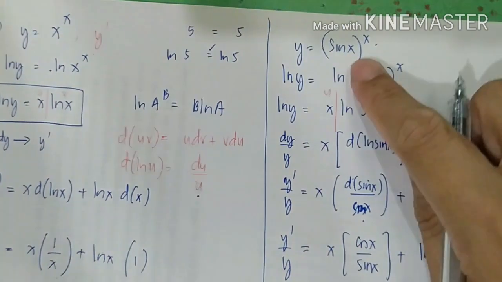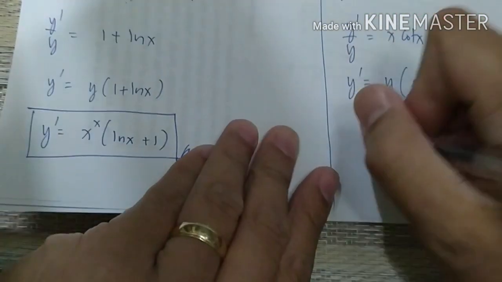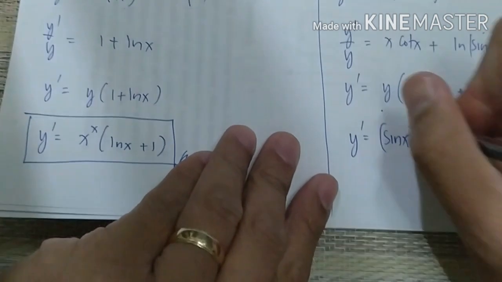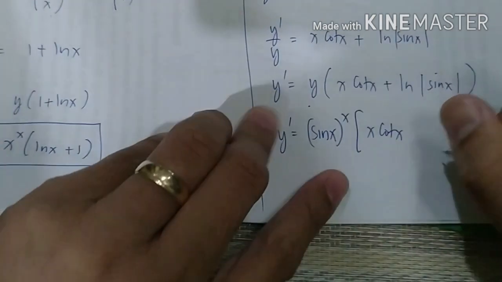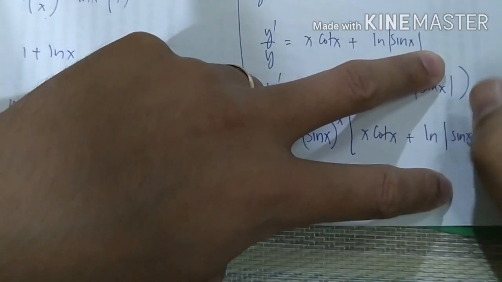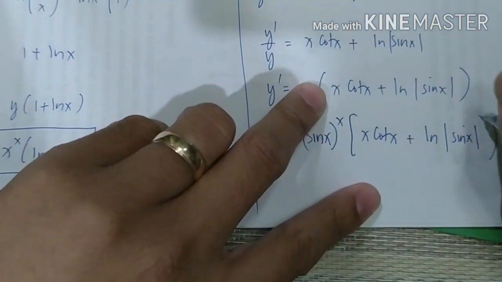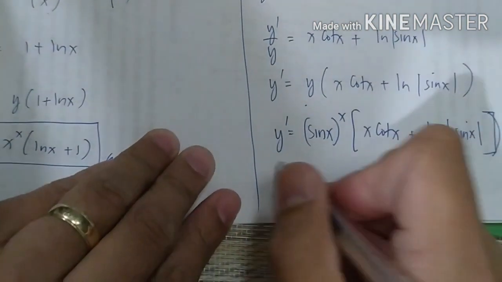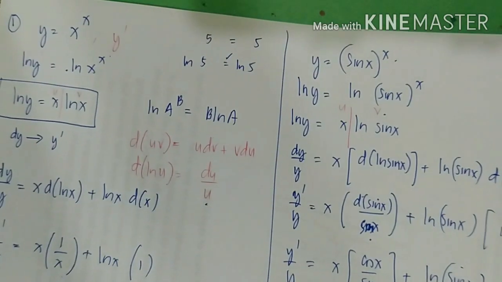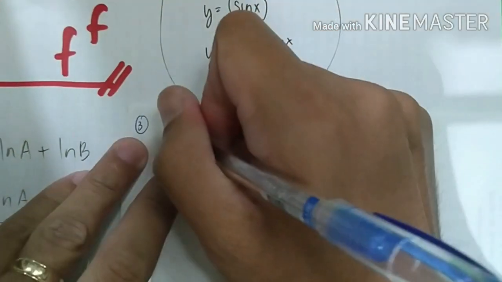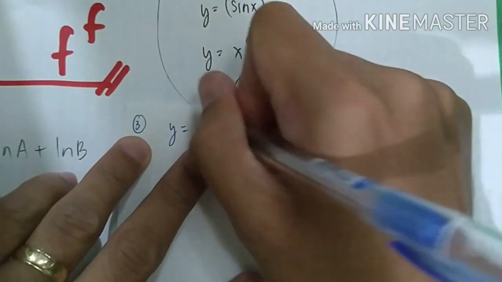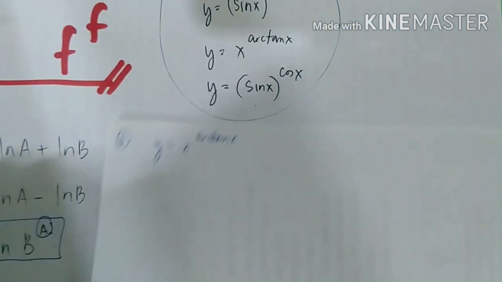So, substituting y is sine x raised to x, gawin ko lang yung sine x raised to x. So, y prime is sine x raised to x times the quantity x cotangent of x plus ln of sine x. Ay, sorry. Dapat pala bracket na close. Okay, so that therefore is our answer. That's example number 2. So, syempre, same approach lang ang gagawin natin pagka example number 3. That's y is equal to x arctangent of x.